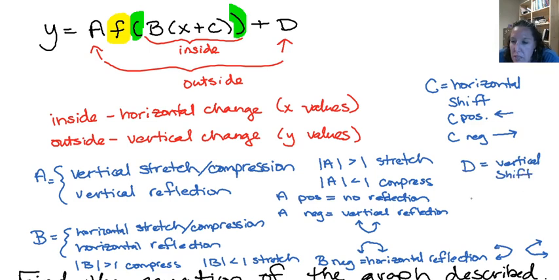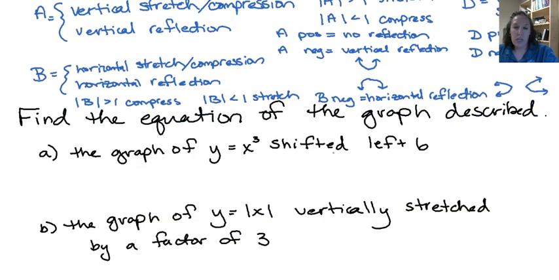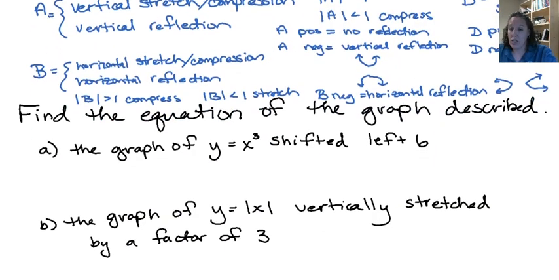And it is going to be, if D is a positive number, we're going to go up that many. And if D is a negative number, we're going to go down that many. All right, so let's look at some of these. All we're doing here is finding the equation.